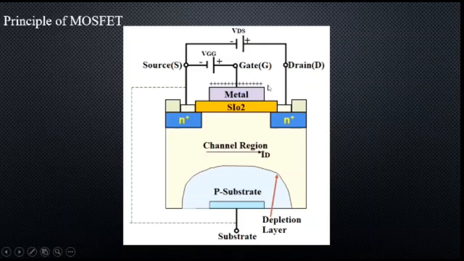When there is no voltage applied to the gate terminal, that is when VGG is 0, there will not be any current flow apart from a small amount of current due to minority charge carriers. The minimum voltage at which the MOSFET starts conducting is called the threshold voltage.